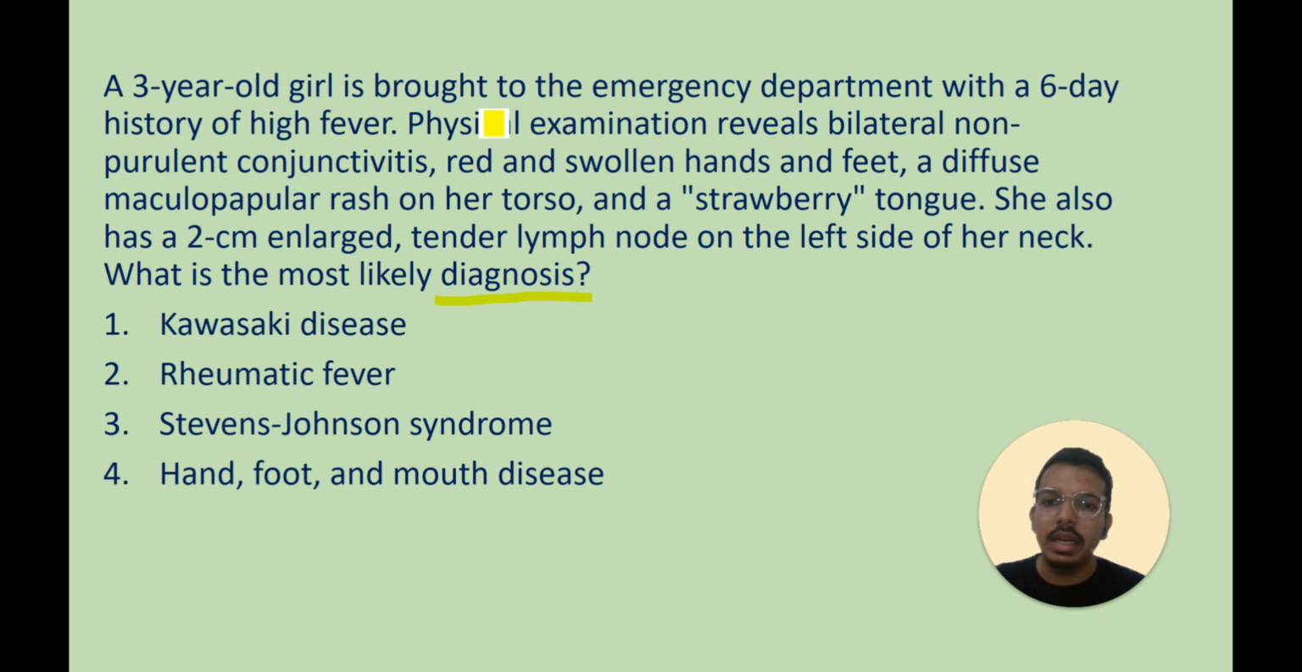A 3-year-old girl is brought to the emergency department with a 6-day history of high fever. Physical examination reveals bilateral non-purulent conjunctivitis. So we have conjunctivitis, red and swollen hands and feet, a diffuse maculopapular rash, and a strawberry tongue. So she also has a 2 centimeter enlarged tender lymph node on the left side of her neck. Lot of information pointing towards Kawasaki disease, but we will also try to rule out the other options.